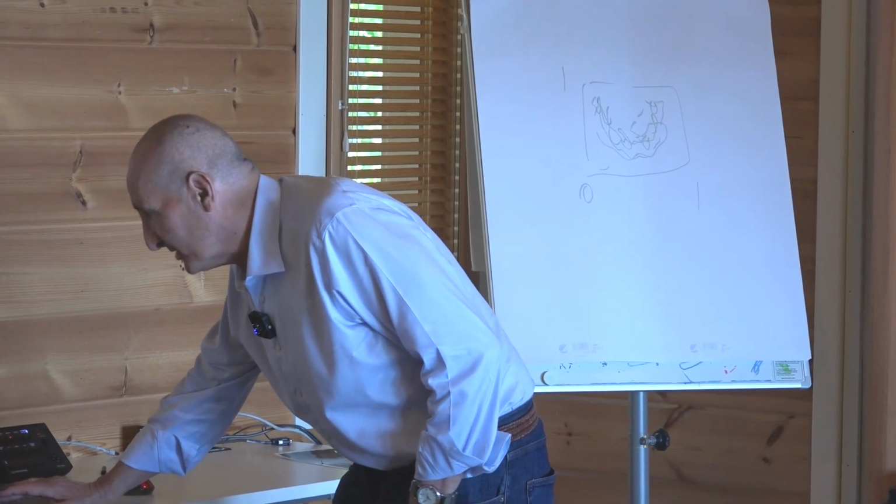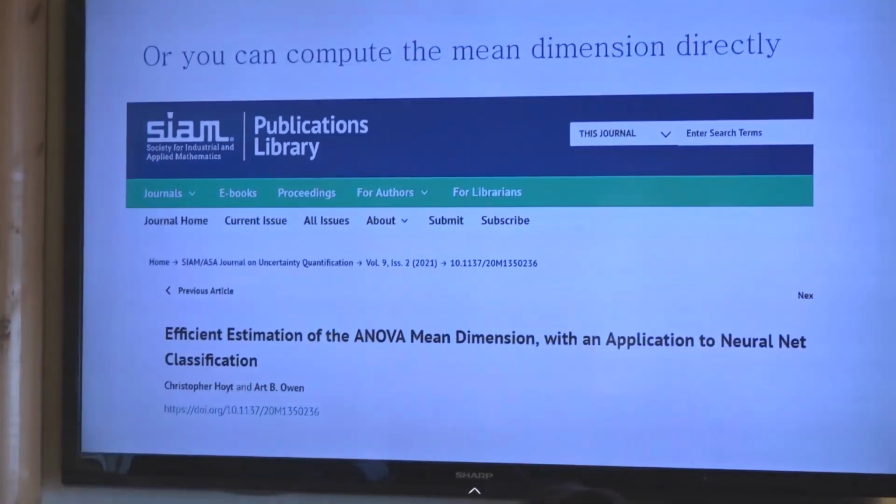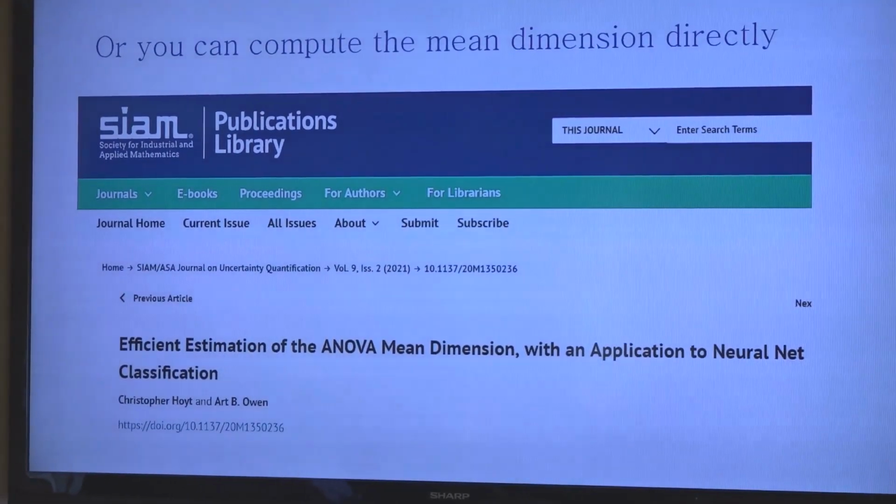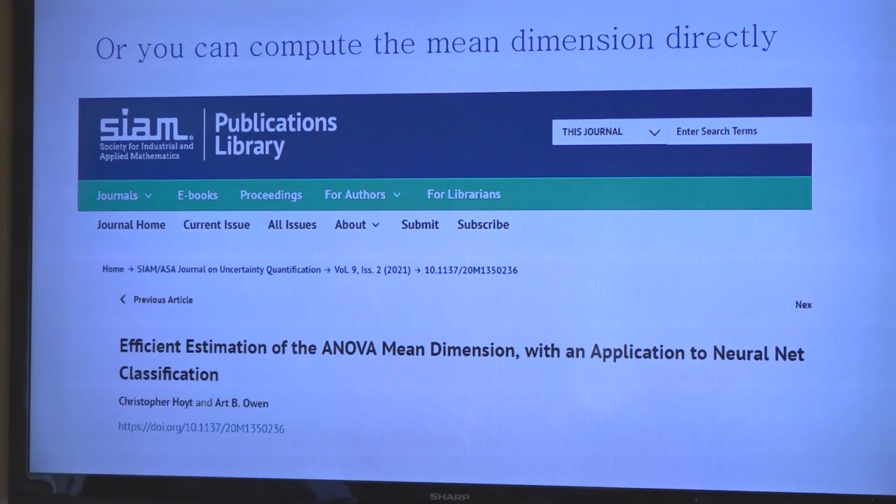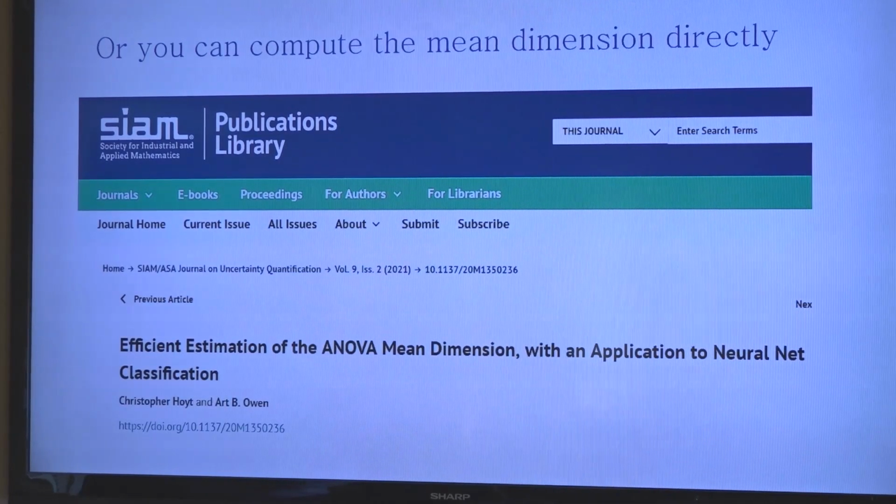Yeah, this is the mean dimension, and this is a paper by Art Owen where you can compute the mean dimension directly from the sensitivity coefficients. Okay, it's very straightforward. So again, in a sense, everything holds together. Now you compute the sensitivity indices, you already have the mean dimension. This you don't get with my approximate method. Not yet, at least. No.